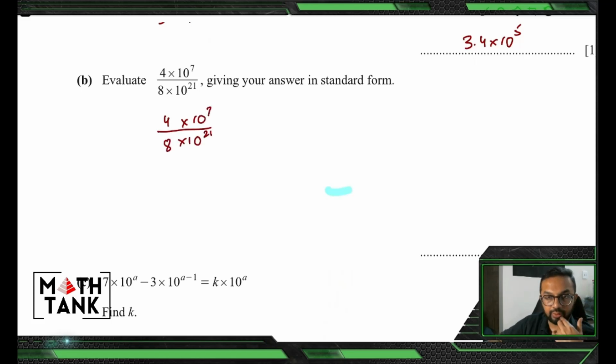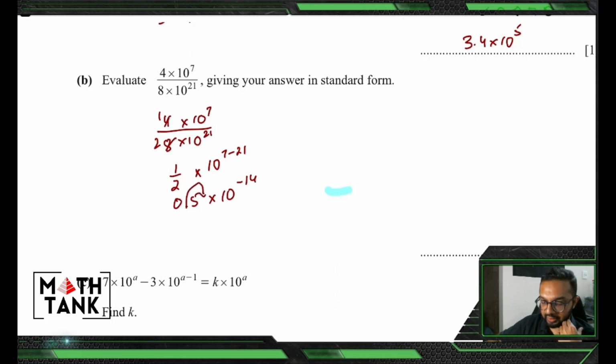Now this might be a little tricky for a lot of people. So this gives me 1 over 2. So I'm going to write this as 1 over 2 and 10 power 7 minus 21. Now I have written it as a fraction because standard form requires you to have it in decimals. So I'm going to write that in decimals. 1 over 2 is basically 0.5. That's something that you should remember. That gives me 10 to the power minus 14.